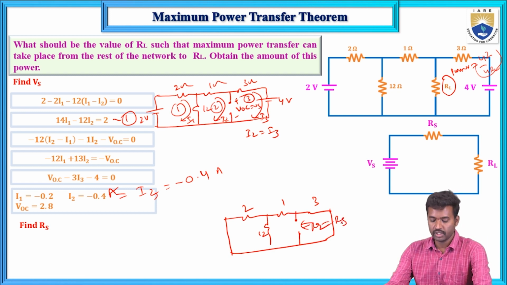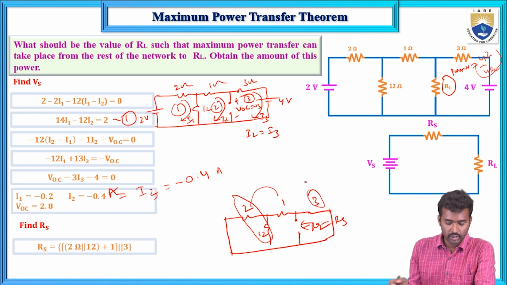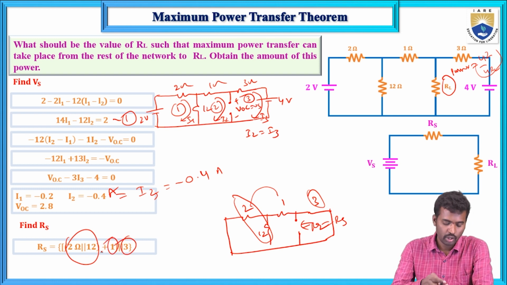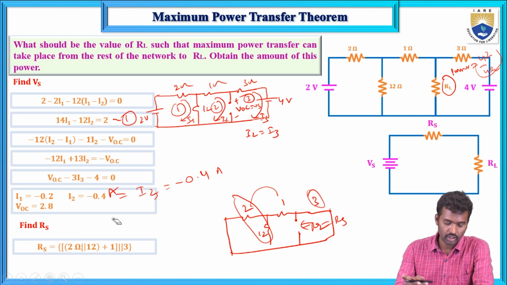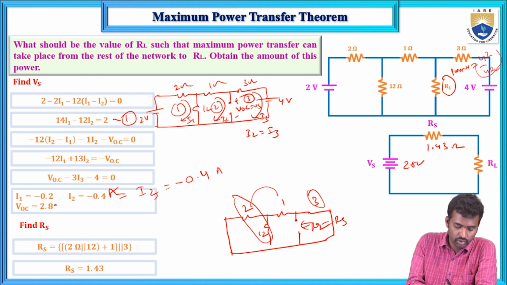This equivalent resistance is known as Rs, that is Thevenin's equivalent resistance. Here 2 and 12 are connected in parallel, in series with 1, and that is again in parallel with 3. If you simplify this, it is 1.43 ohms, and this is 2.8 volts. VOC equals 2.8, that equals Vs.